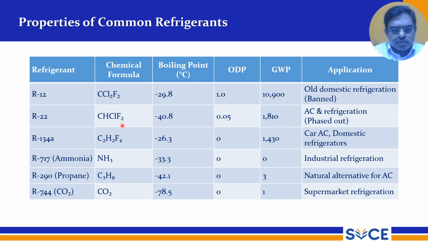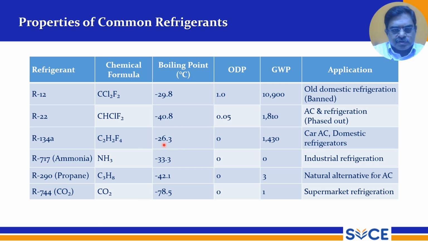And R22, CHClF2: the boiling point is minus 40.8 degrees Celsius, and ODP is 0.05, and GWP is 1,810. It is used in AC and refrigeration. Now it is ruled out. Now nobody is using it. R134A, C2H2F4, is the chemical formula.